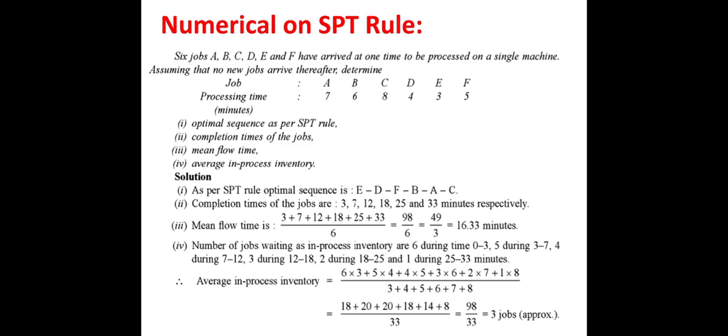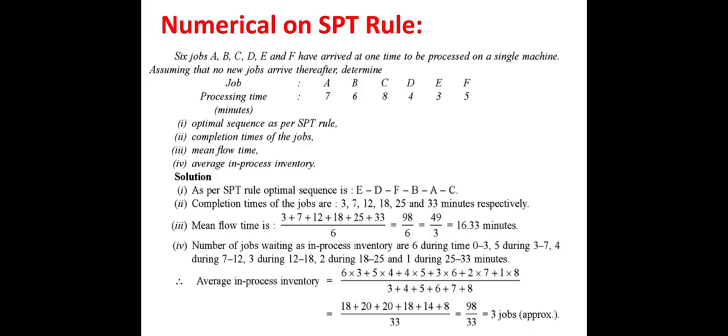Next is the mean flow time. To calculate the mean flow time, we add all the completion times of the jobs, that is 3 plus 7 plus 12 plus 18 plus 25 plus 33, all divided by the number of jobs. So we get the mean flow time as 16.33 minutes.